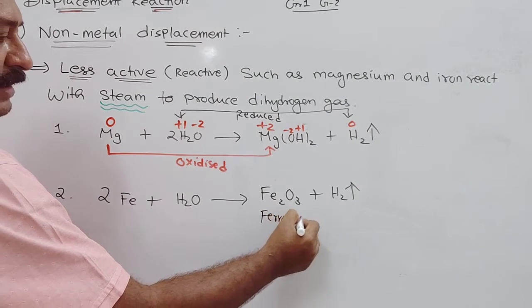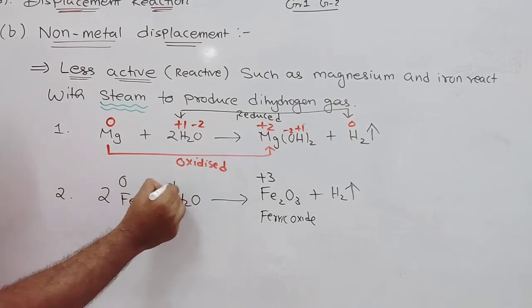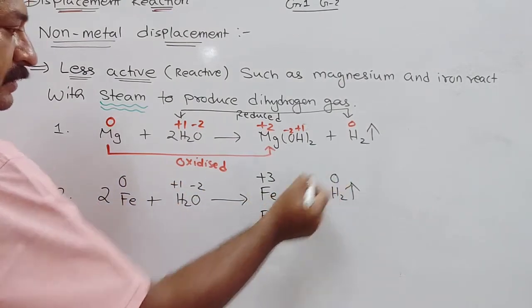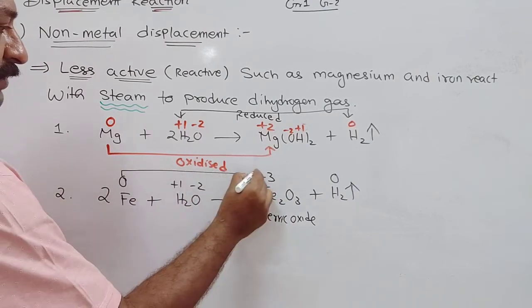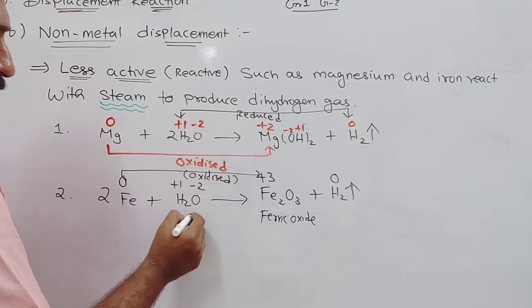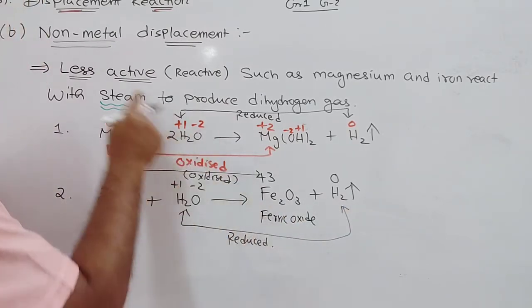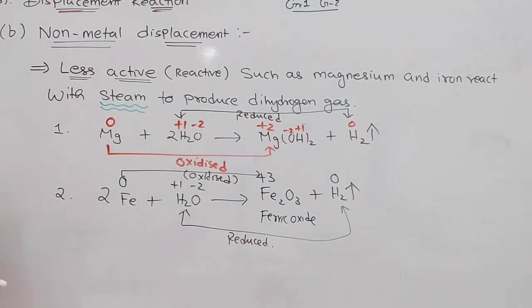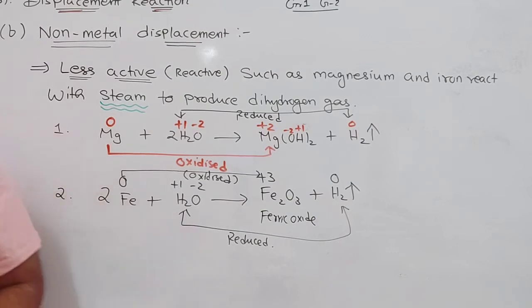Now why is it called ferric oxide? The reason is the oxidation number of Fe is plus 3. Here it will be 0, plus 1, minus 2, and here 0. So if you see in this case, what happened to Fe? It is oxidized. And what about hydrogen? If you see here, it is reduced. So this is an example of less active metals that react with water. Which type? It is a reaction with steam. So this is an important part that you have to remember.